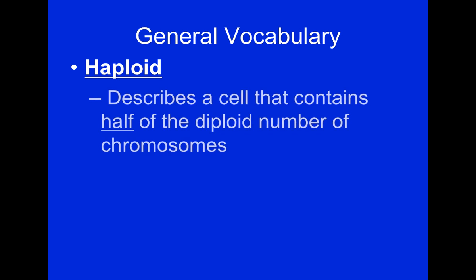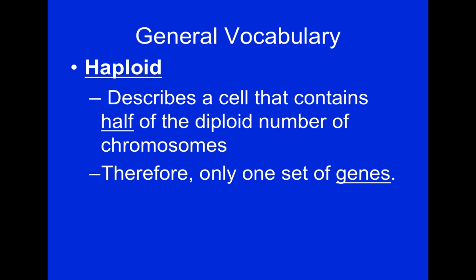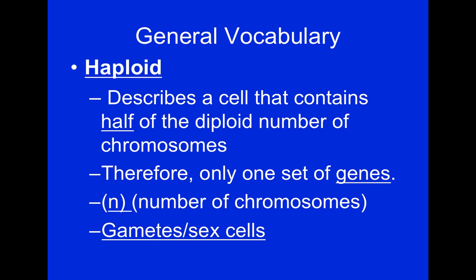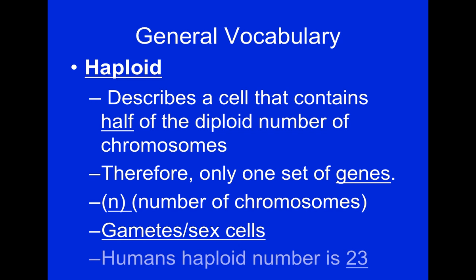By contrast, haploid kind of sounds like the word half, and that's exactly what it means. It's a cell that has half of the diploid number of chromosomes. So therefore, we only have one set of genes, and so instead of being 2N, we refer to it as N. These occur in the gametes, or the sex cells, and for humans, our haploid number is 23.